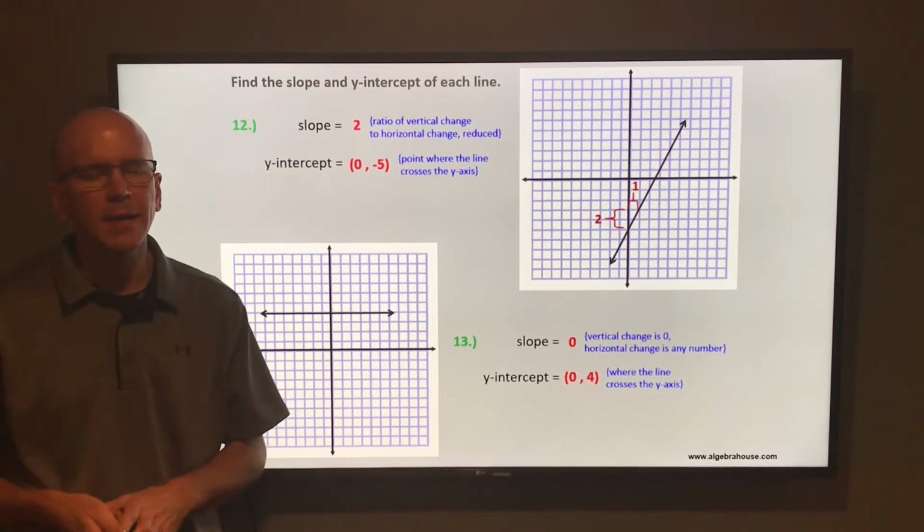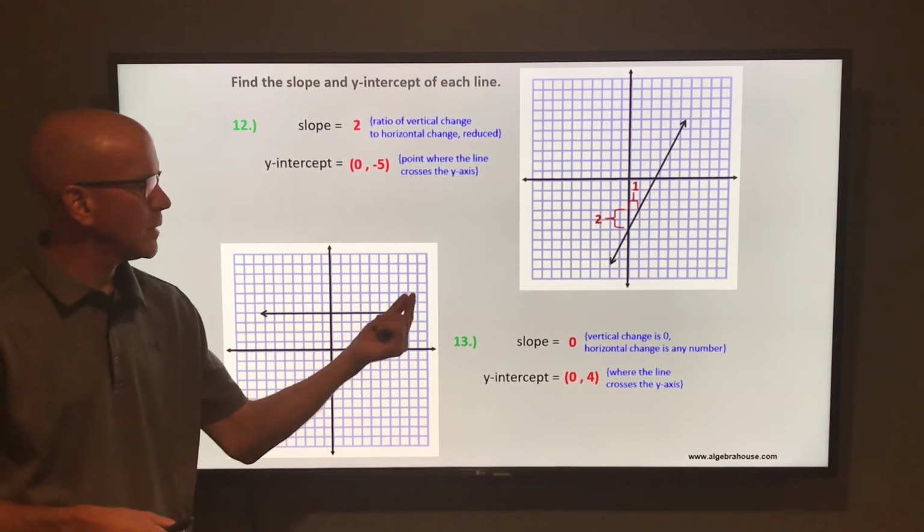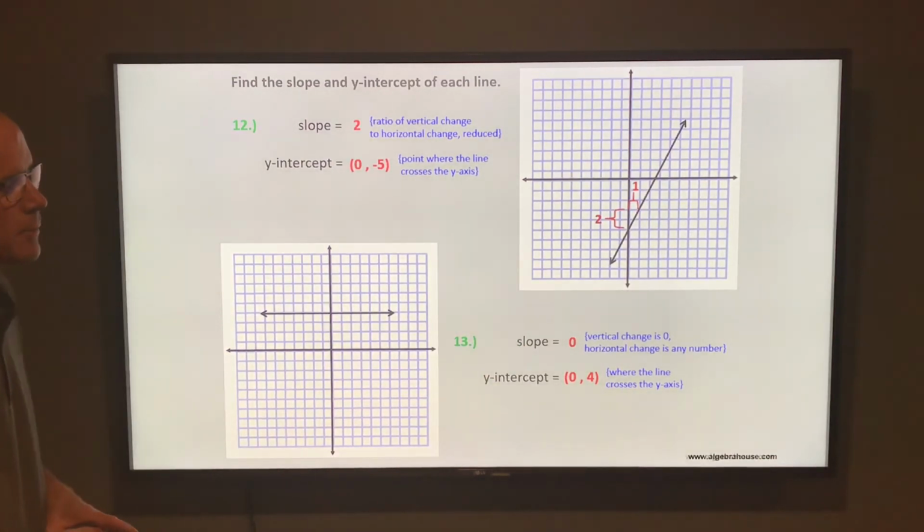All horizontal lines have a slope that is 0. This horizontal line has a slope that's 0 and hits the y-axis at 4. So the slope is 0 and the y-intercept is 4.